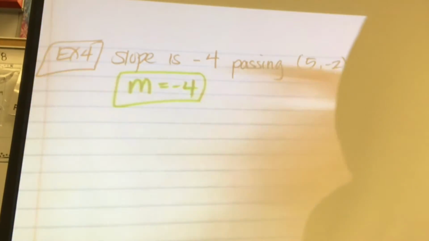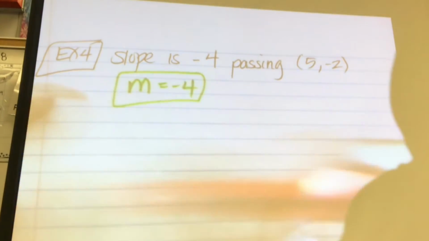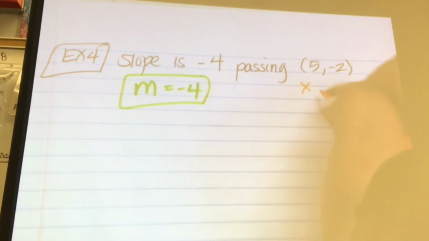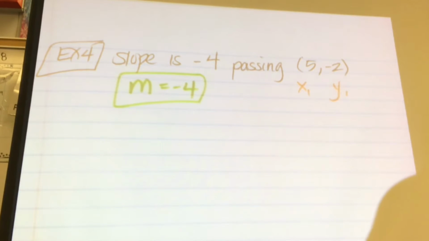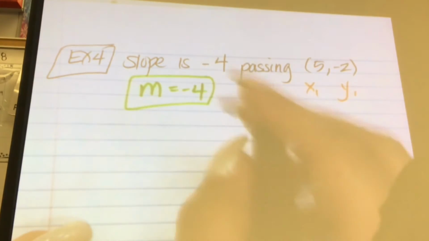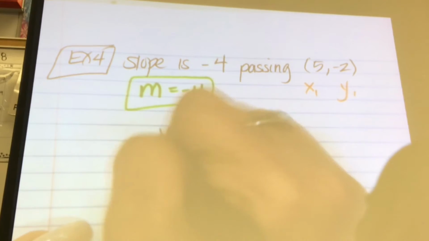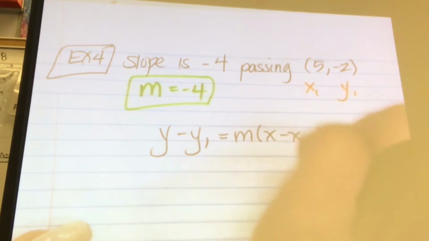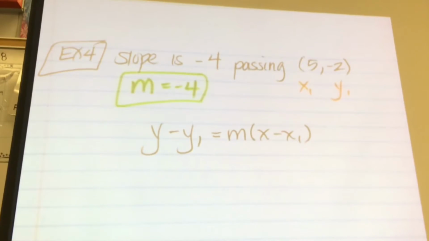Savannah, what letters are 5 and -2? X and Y, but what did I ask you to attach? Yep, the first. Let's plug it into point slope form. Y minus Y1 equals M times X minus X1. Plug and chug. I'm going to hover over you. Make sure you're getting it right.